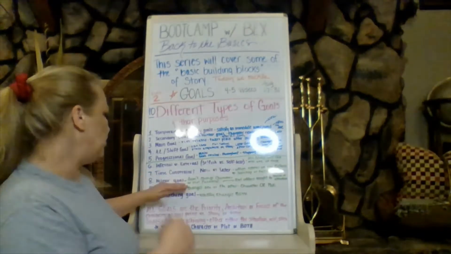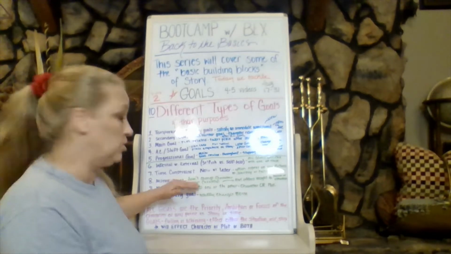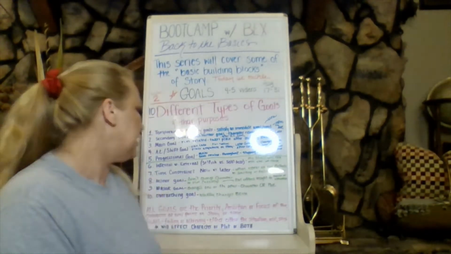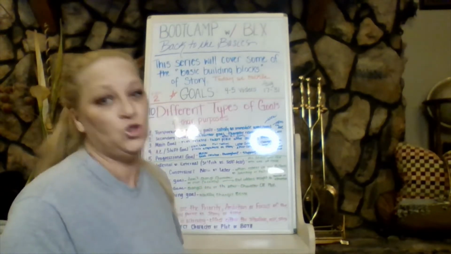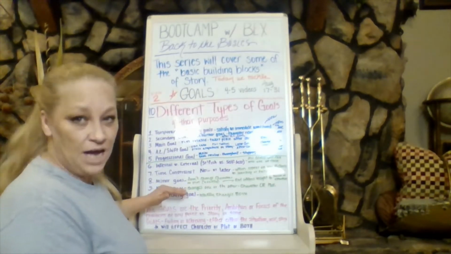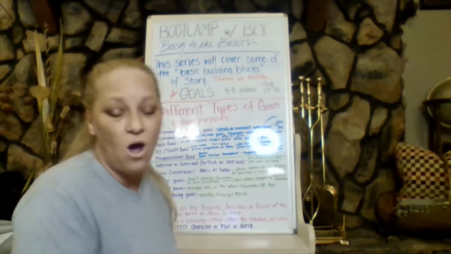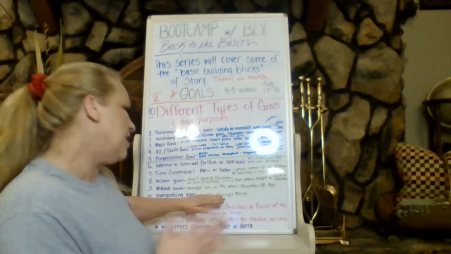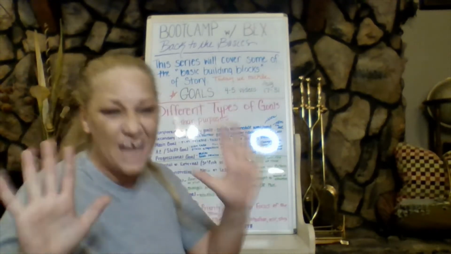Okay, on to type number 8. Type number 8 is minor goals. These are the goals that don't necessarily change the character or the plot, but they offer insight into the person or the situation in the story. Okay, moving on to number 9. The ninth type of goal is the major goal. Now, this usually changes one or the other, either the character or the plot. Okay, sometimes it can be both, but usually that falls under type number 10.